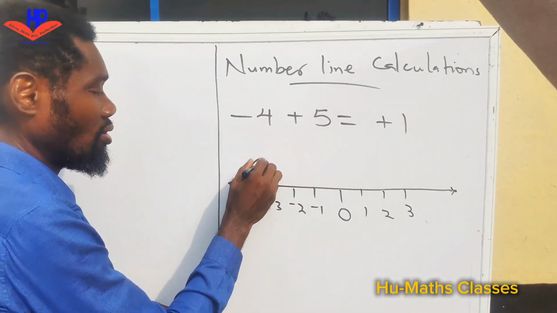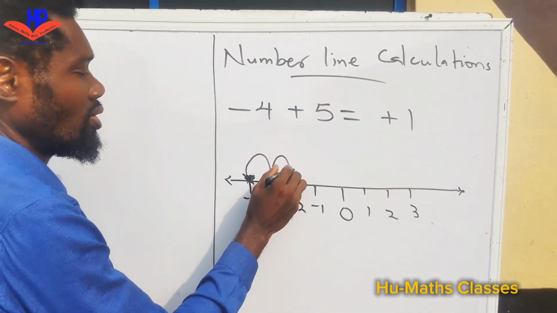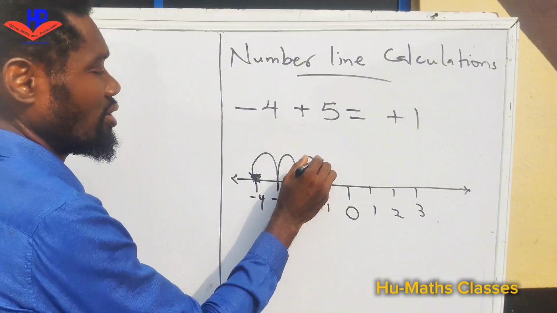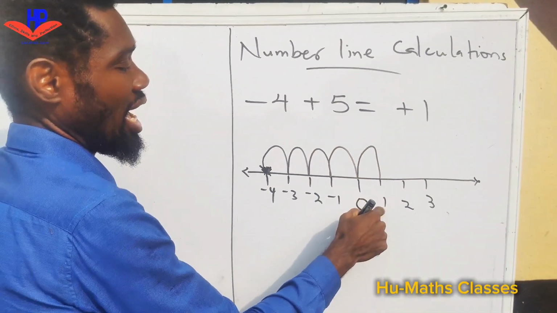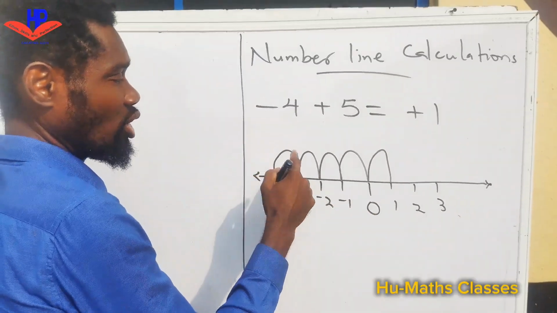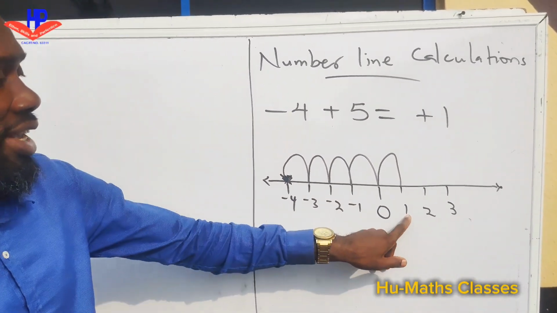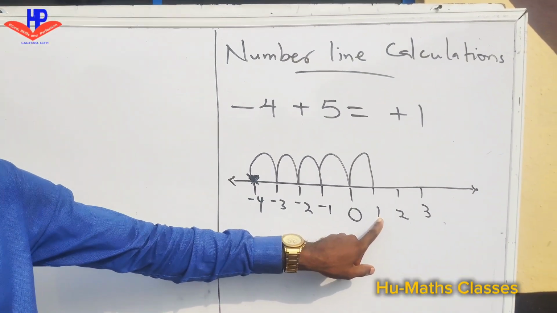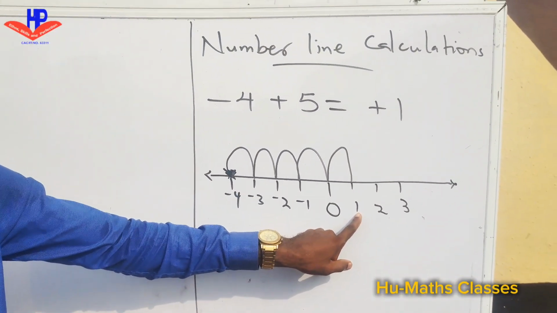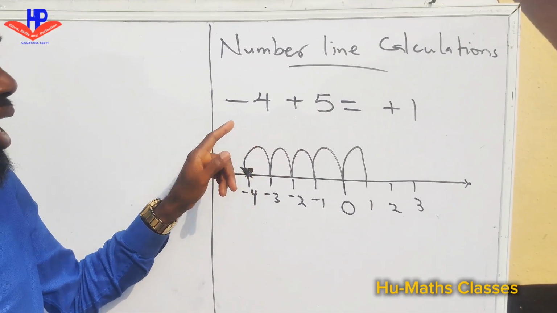So we have 1, 2, 3, 4, 5. We are at 1. So minus 4 plus 5 from our number line is 1, because that's where we ended our 5th step. So this is how you solve simple directed numbers using the number line.